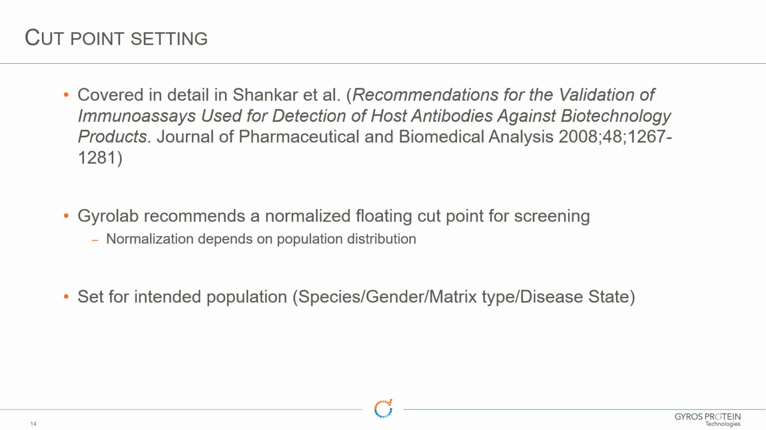You define this normally in a normal population, or if you go into specific disease populations, you also need to assess whether that disease population has a different cut point factor from your normal population. So your cut point can actually change throughout your study. You can also do an in-study cut point where you use your pre-dose samples to assess whether you get the same false positive rate as you did when you validated the method.